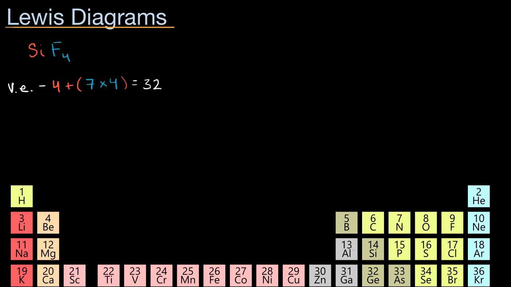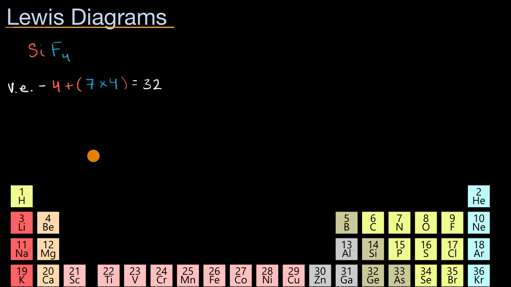Now, the next step is to think about how these might be configured. As a general rule of thumb, we'd want to put the least electronegative atom that is not hydrogen at the center. We've talked about this before, but you can even see from the periodic table of elements that fluorine is actually the most electronegative element. And so we would at least try to put silicon at the center and make fluorine a terminal atom, something on the outside. So let's try to do that.